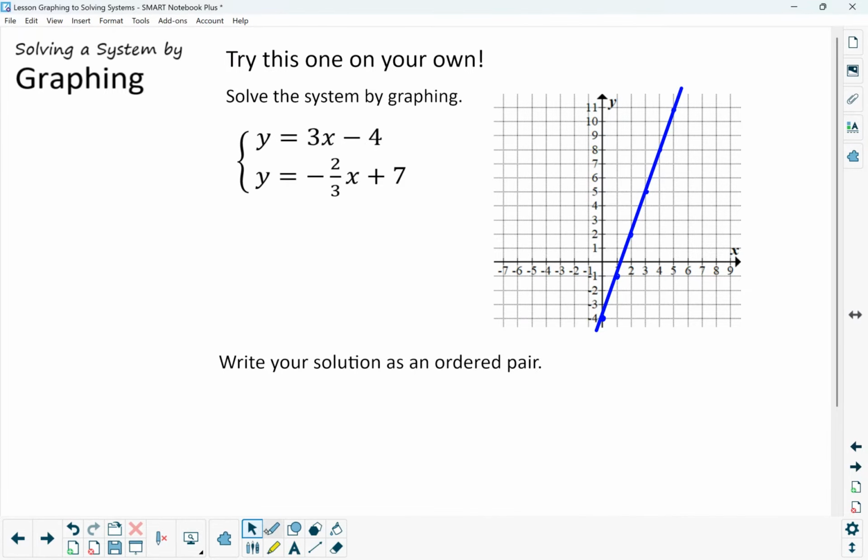Our other line is -2/3 x plus 7. So we start at the y-intercept 7. We're going down 2 over 3. Oh, we see our solution now. I'm going to go ahead and finish graphing the line. And our solution to the system is (3, 5).